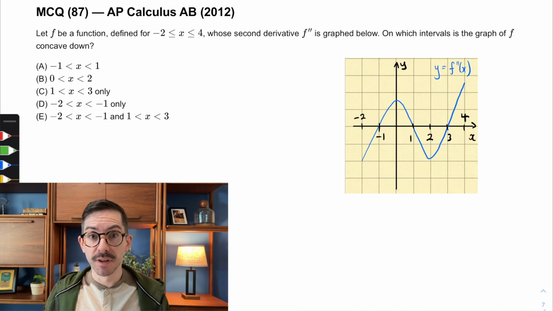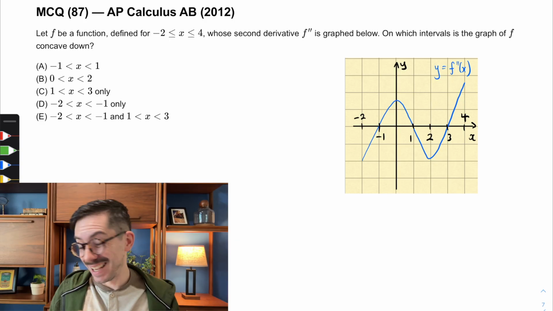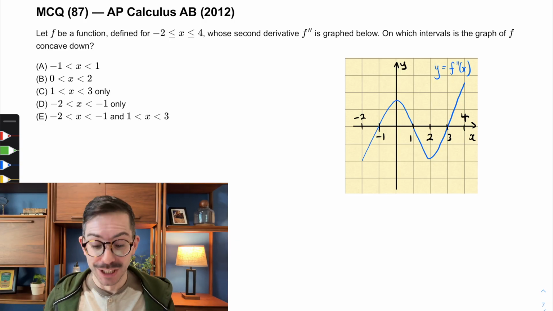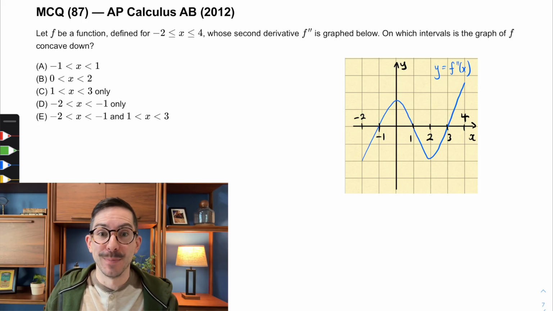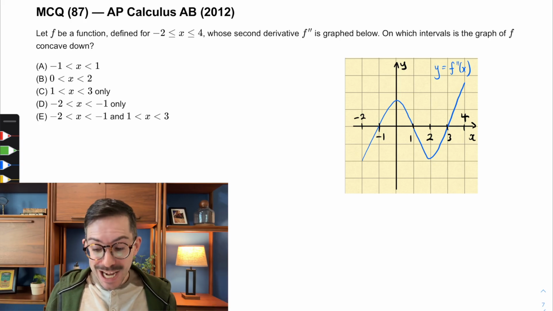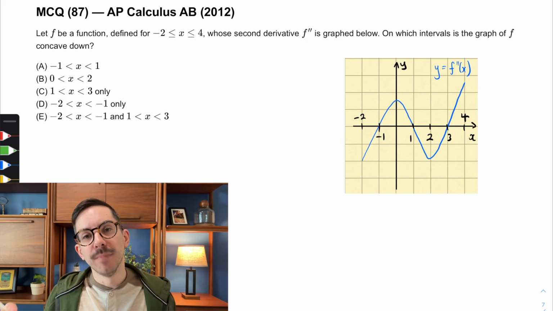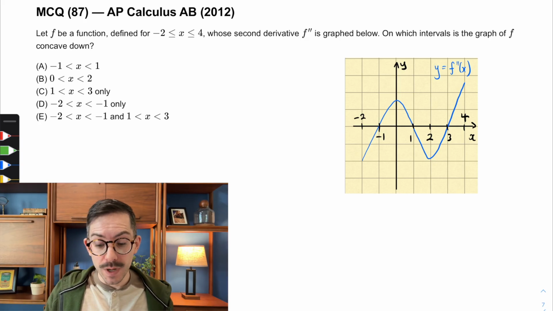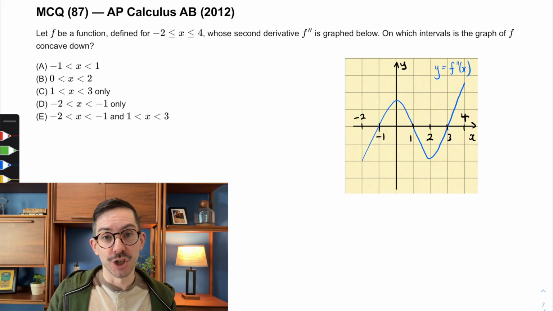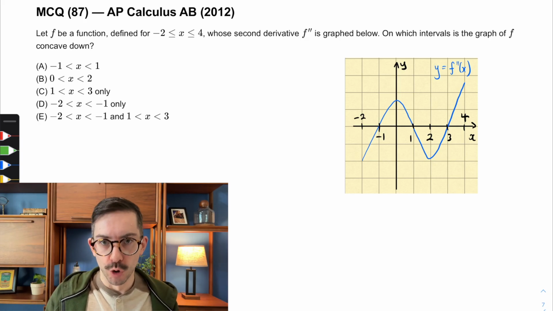Okay, last problem of the video, number 87. Again, we're actually not going to need our calculator for this one. I'm not sure how we would use our calculator for this one because we don't have anything to type in there. Again, we're going to be given some information about, in this case, the function. We want to know where it's concave down. We need to translate that into information about what we know.